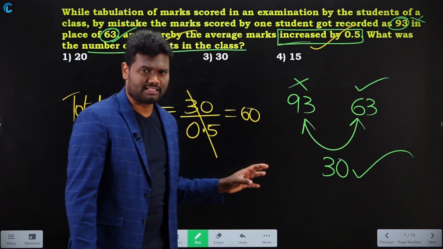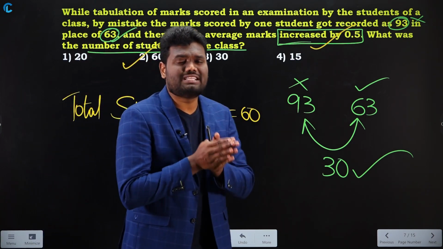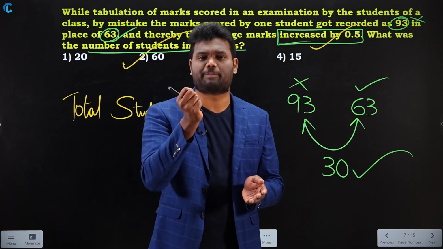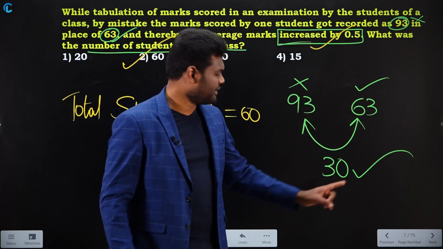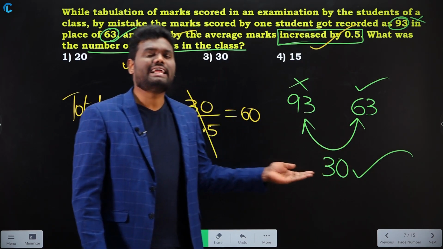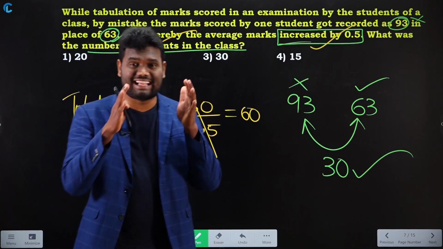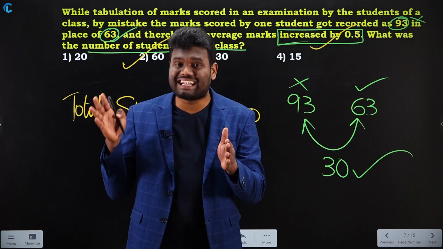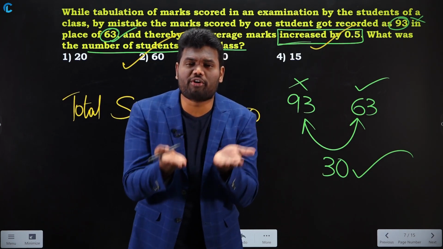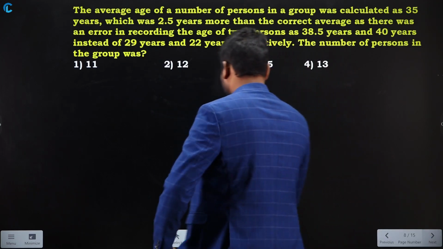Just take the difference. After taking the difference, the question mentioned that due to this error value, the average is increased by 0.5. As the average is increased by 0.5 due to this 30 difference, the total number of students is 30 divided by 0.5, which is 60. So total students are 60. Due to this 30 difference, these 60 students increased by 0.5, 0.5, 0.5. That's it. Okay.